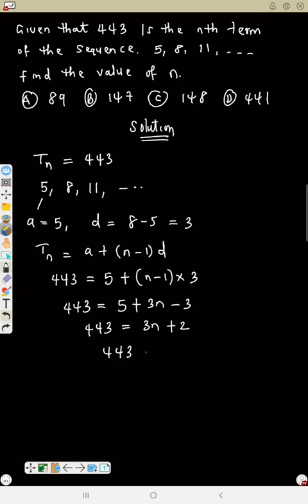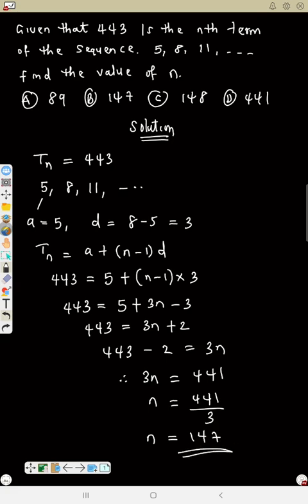So 443 equals, collecting like terms, 443 minus 2 equals 3n. This is plus 2; if we take it to the other side, it becomes minus 2. So 3n equals 441. So n is what? 441 divided by 3. 3 times 4 is 12, then 3 times 7 is 21. So 441 divided by 3 means n is 147. Answer.